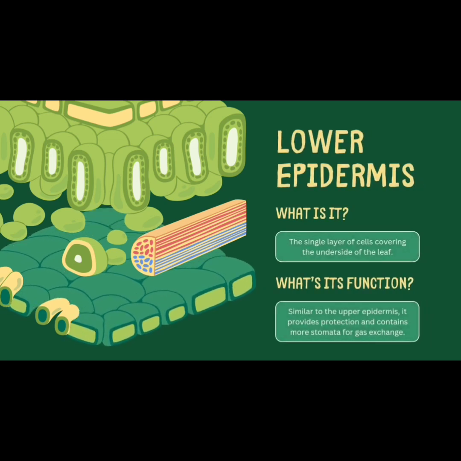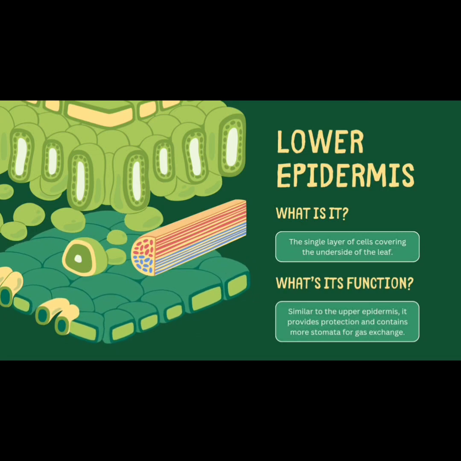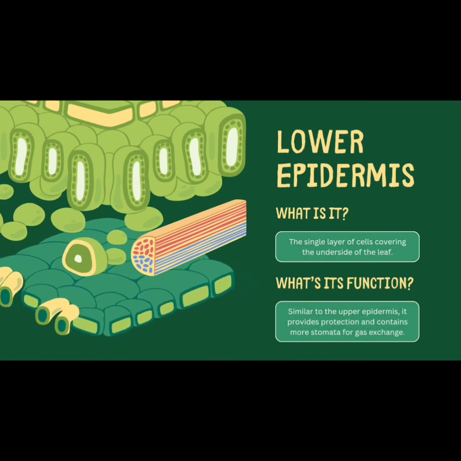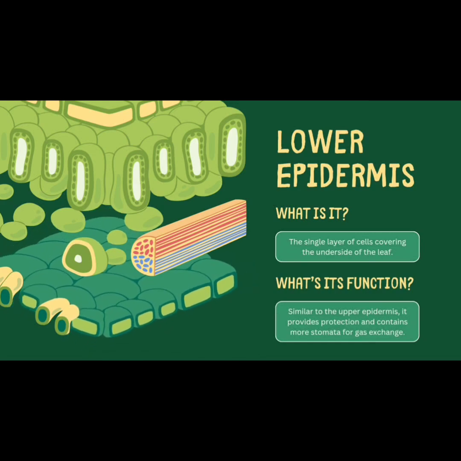Lower epidermis. What are they? They are the single layer of cells covering the underside of the leaf. What's their function? Similar to the upper epidermis, it provides protection and contains more stomata for gas exchange.